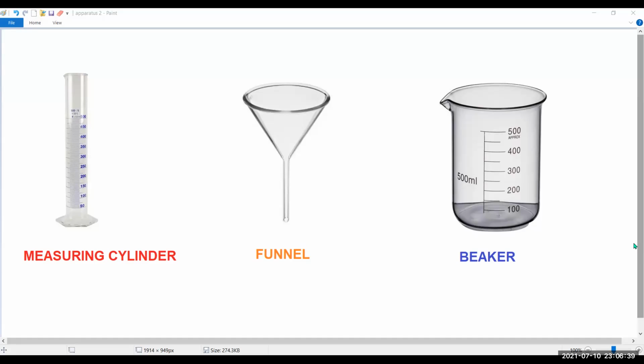Next apparatus is a measuring cylinder. It is a vessel made of either plastic or glass. It is used to measure the volume of water or other liquids. It has a flat base and a lip at the top, which makes the pouring of measured liquid easier. It is available in different volumes. Then comes a funnel. A funnel consists of a wide mouth with a narrow stem. It prevents spilling of liquids and it is used to transfer or provide a channel for liquids to flow easily into a container with a narrow opening.